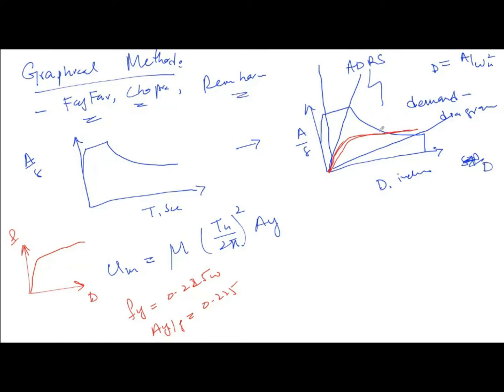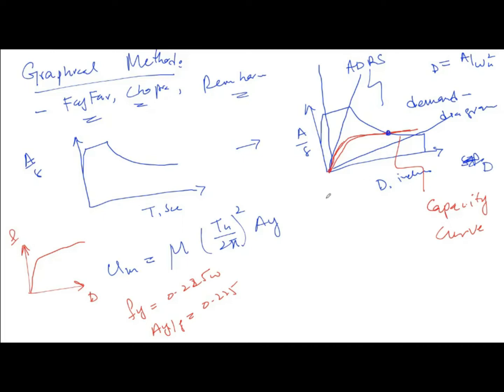So what you see, this red line, the blue is the demand diagram, and this is the capacity curve. You can see that the capacity curve intersects the demand diagram curve for a particular ductility value. If you look at this capacity curve, it is intersecting the demand curve at this point.